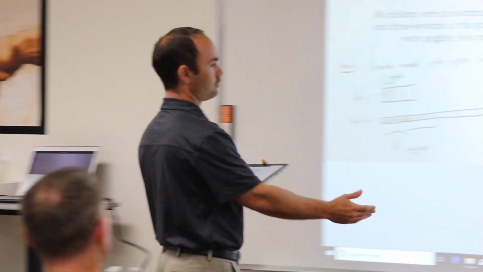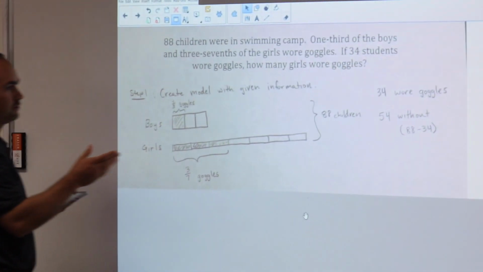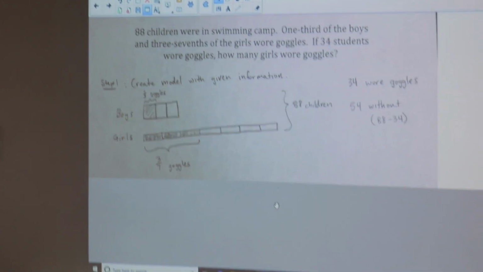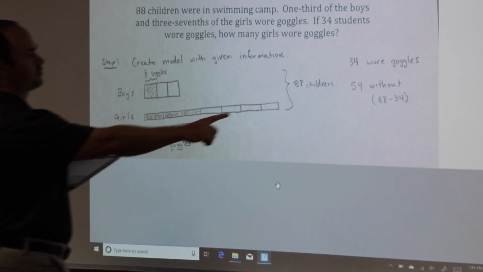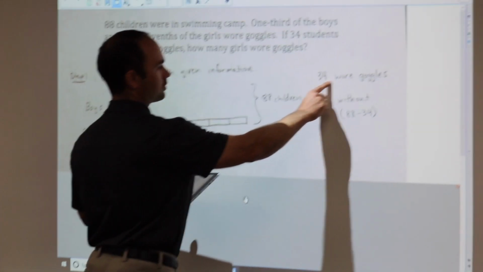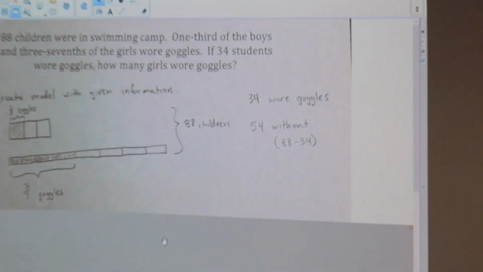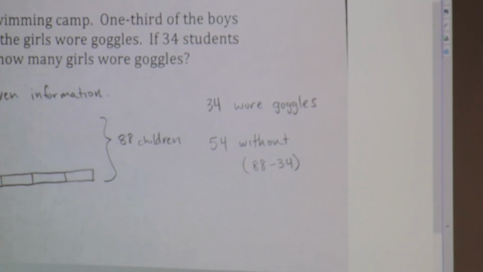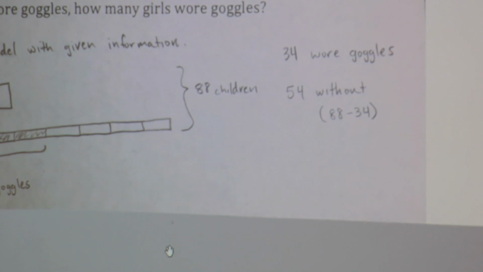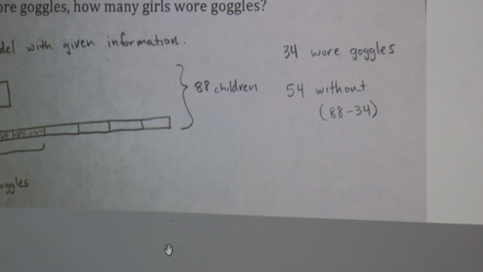So, and we know that there's a total of 88 children. Okay, I don't know how it's distributed yet. And I do know that there are 34 students with goggles. So here I have 34 students who wear goggles. I can also find out that there are 54 students without. Okay, maybe some of you guys wrote that down on your paper. It's important to just write down as much information as you can gather from the problem.